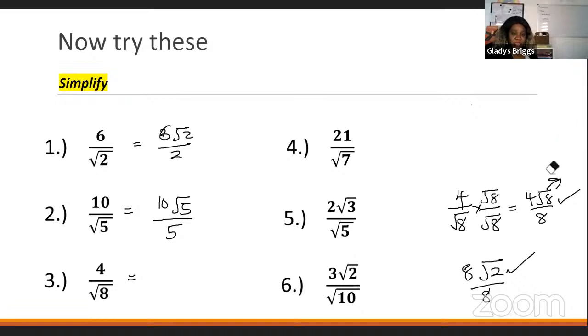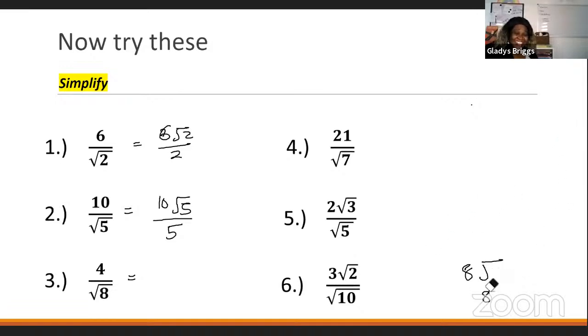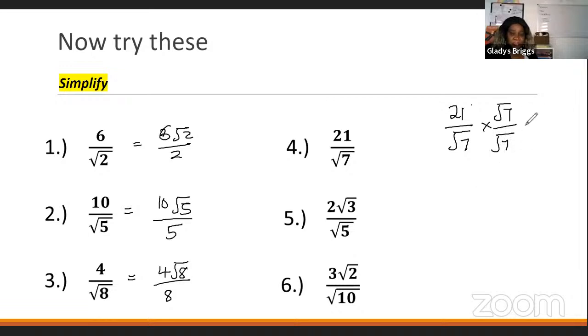Sometimes when I'm doing it wrong, you guys will just be quiet. You let me do it wrong, and when I finish, you let me do it wrong. So this one is what? 4 root 8 over 8, or 8 root 2 over 8, anyone? Yeah, so 21 over root 7 times root 7 over root 7. This is equal to 21 root 7 over 7. Okay.